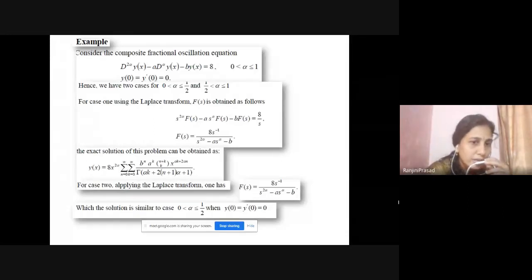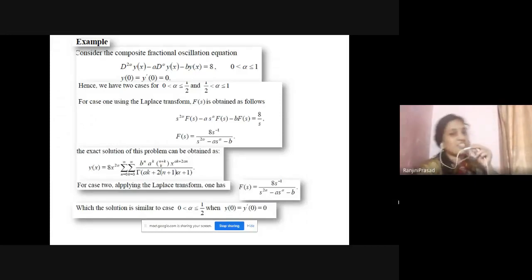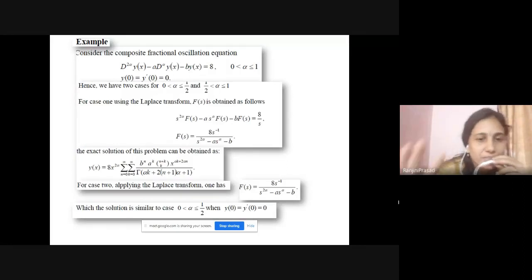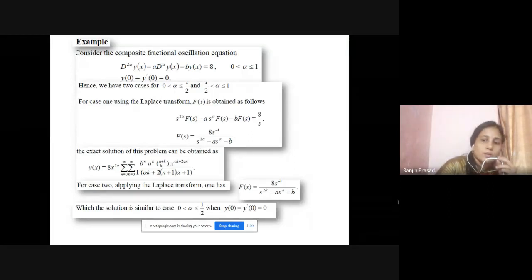The y of x value is given here. See how very big a solution it is. So here we are getting y of x like this. In case 2, if you take alpha from 1 by 2 to 1, then also we are getting the same solution. So you can see in the interval, they are getting the same thing. So you can use any one of the intervals there. Here you see the solution is an exact solution. What we are getting in this equation using fractional calculus definitions is the exact solution. Like that, we can also find the solution of a fractional equation.